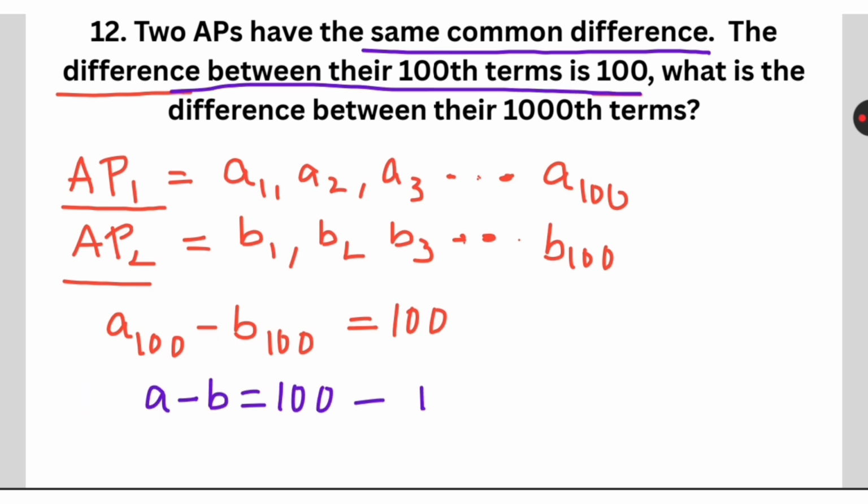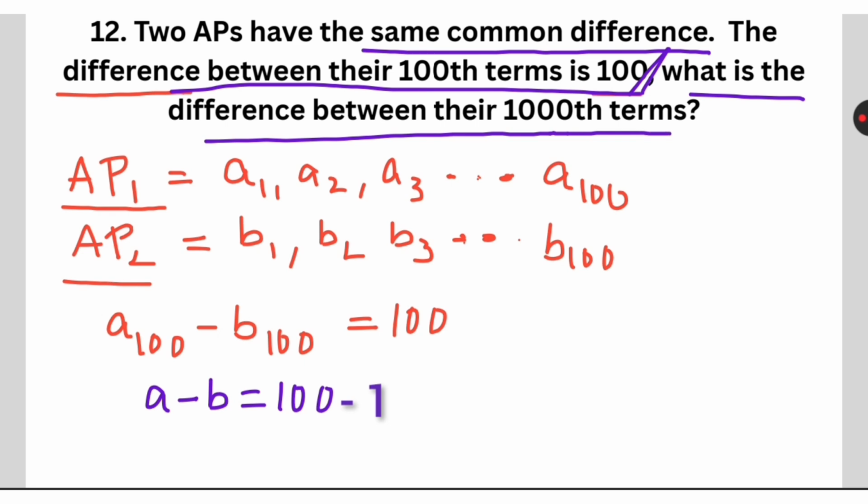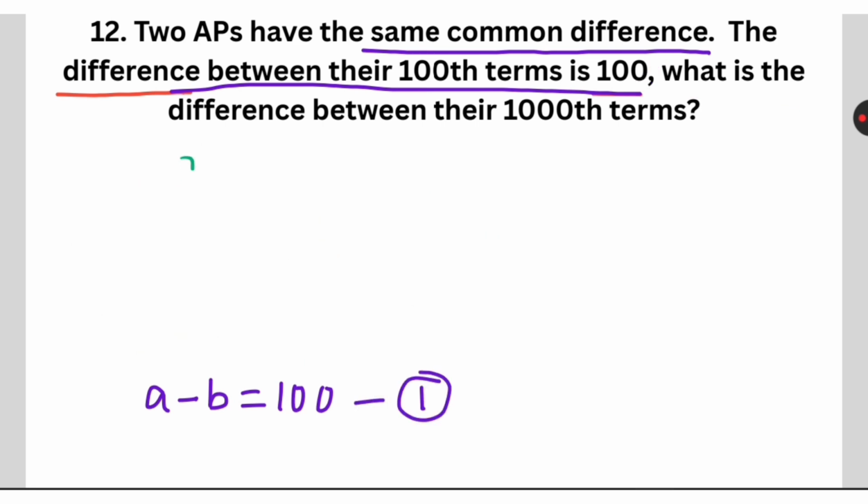Consider this one as equation 1. Up to here we did it. Let's see the question. What is the difference between their 1000th terms? So now we have to find the difference between the 1000th terms, that is A1000 minus B1000. We need to find out how much this is.